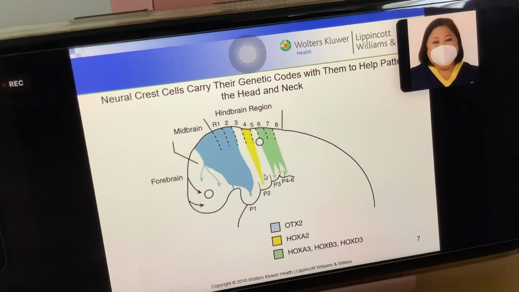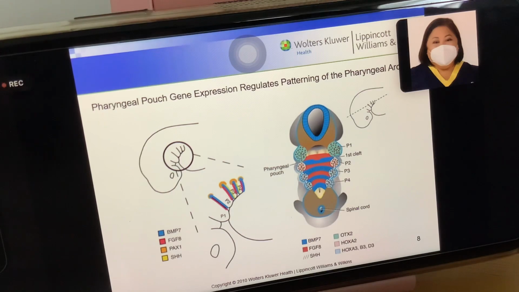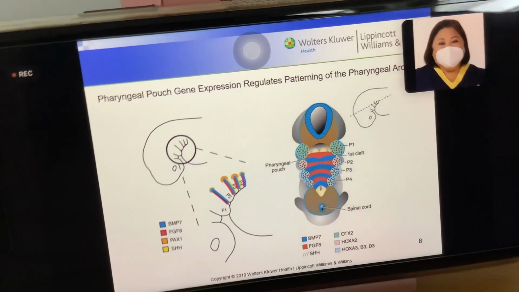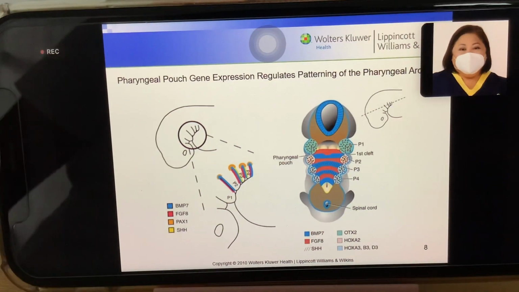So crest cells from the midbrain region express OTX2, which contains the homeodomain but is not a member of the HOX gene family. Okay, this one, pharyngeal pouch gene expression regulates patterning of the pharyngeal arches.